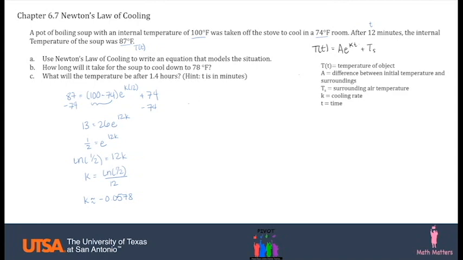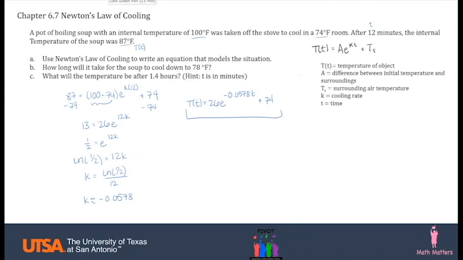So our equation is going to be T of t equals 26 times e to the negative 0.0578t, and then plus our T sub s, which is 74. So this is our equation, and we're going to use this to solve for parts B and C.